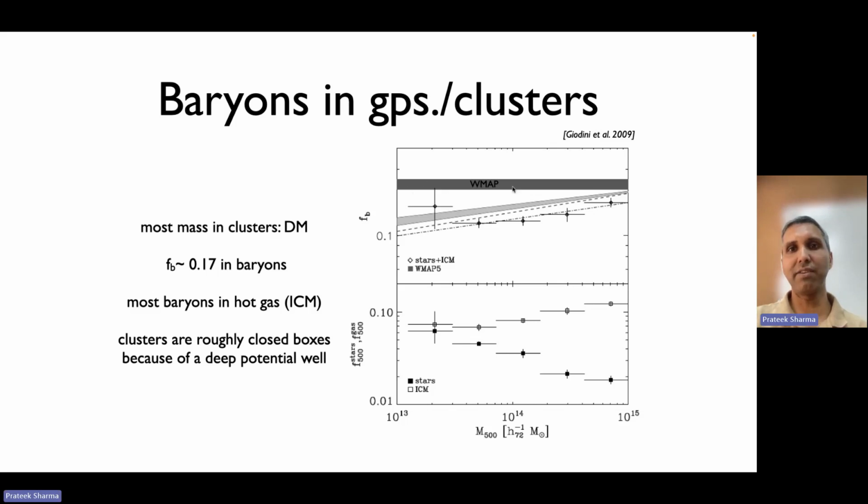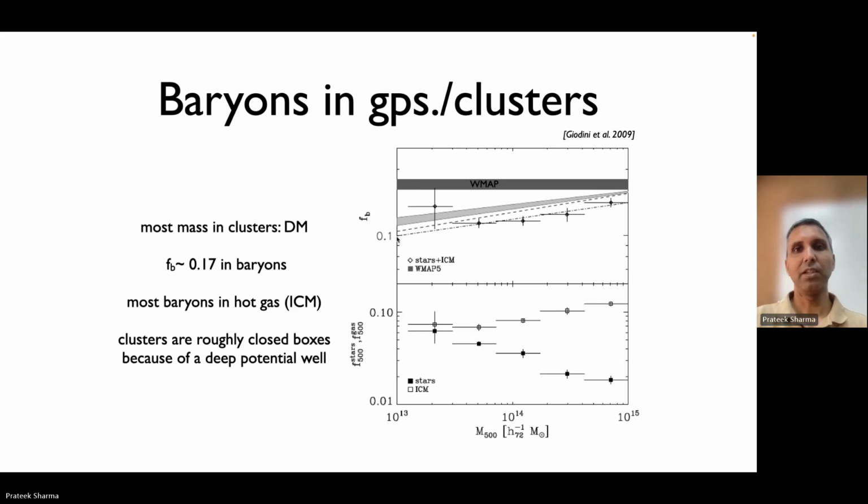This band here, showing WMAP, is the baryon fraction from cosmological constraints. What fraction of the matter is baryonic? You may have heard that only 5% of the mass energy in the universe is in baryons. About 30% is in matter. So 25% is in dark matter, 5% in normal matter. So this is that 5 by 30, 1/6.